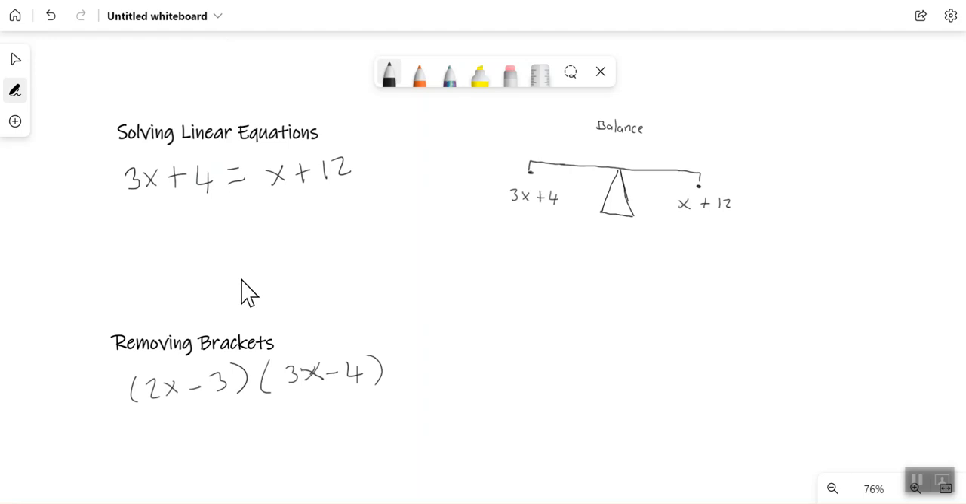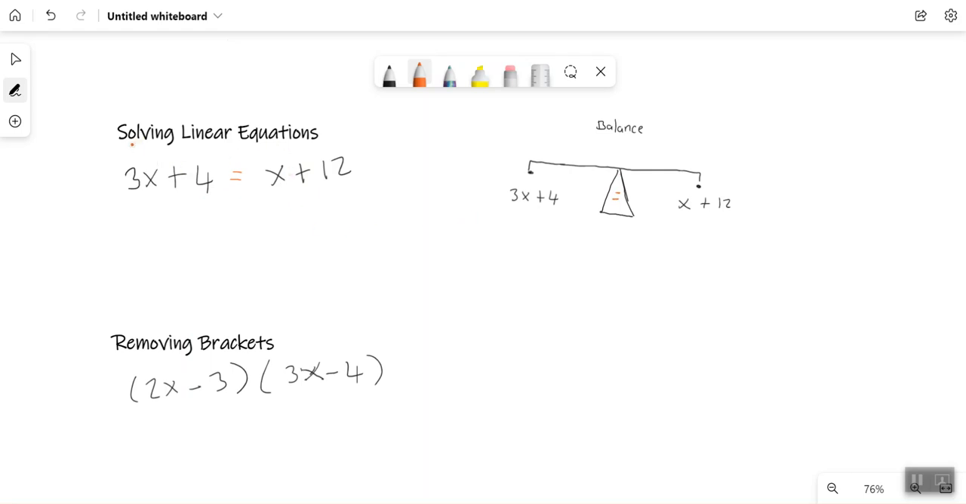Now notice what we have here is two expressions on either side of an equal sign. Let me just make this equal sign a different color. We have this equal sign here in the middle, and essentially it means that the left-hand side is in balance with the right-hand side. You can think about it like a balance, like here. So the equal sign is like a balance.